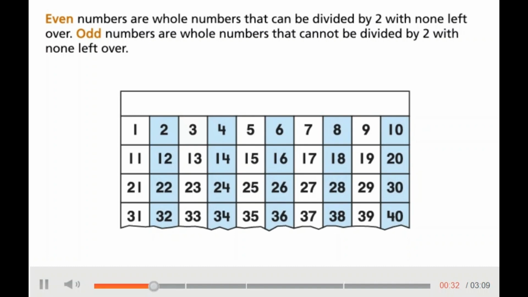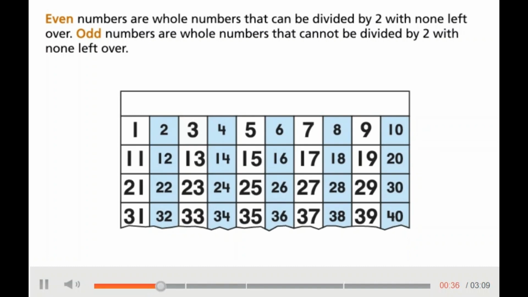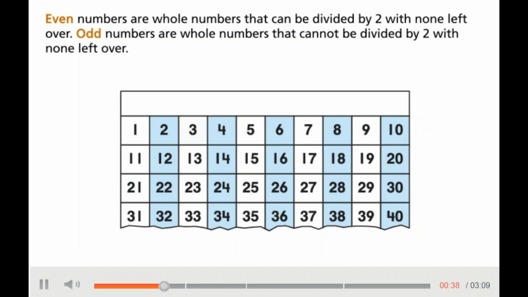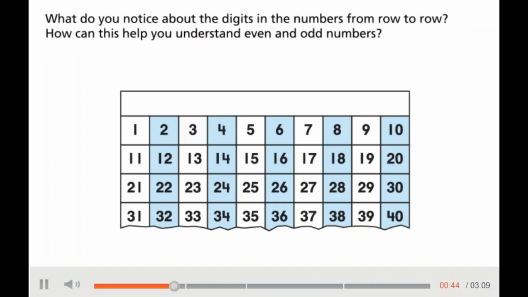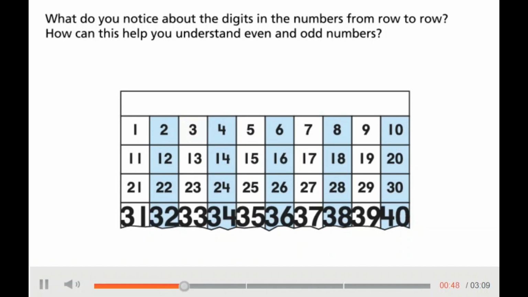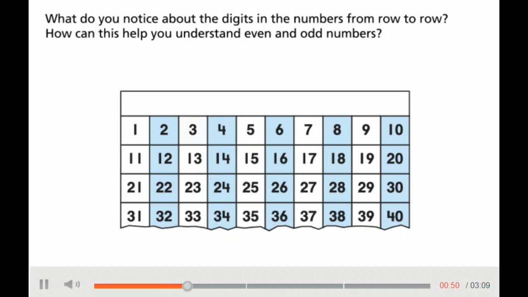Even numbers are whole numbers that can be divided by 2 with none left over. Odd numbers are whole numbers that cannot be divided by 2 with none left over. What do you notice about the digits in the numbers from row to row? How can this help you understand even and odd numbers?